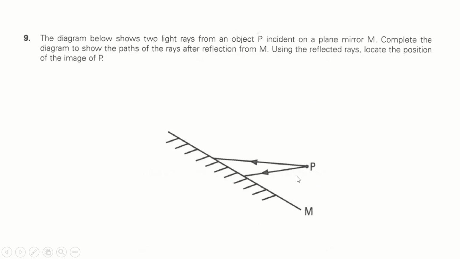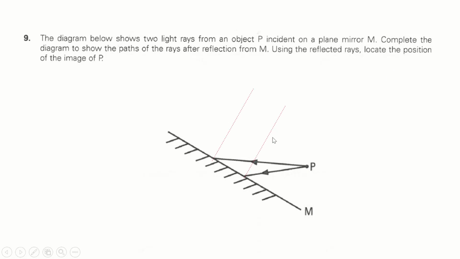All right, so this one here, the diagram below shows two light rays from an object P incident on plane mirror M. So first thing, complete the diagram to show the path of the rays after reflection from M. So after reflection, use the reflected rays to locate the position of the image of P.